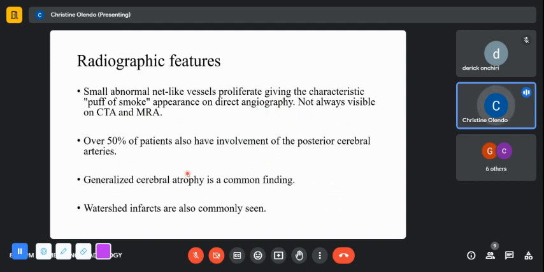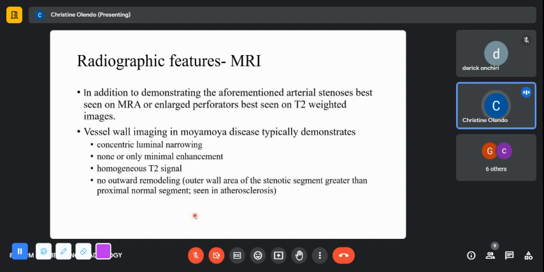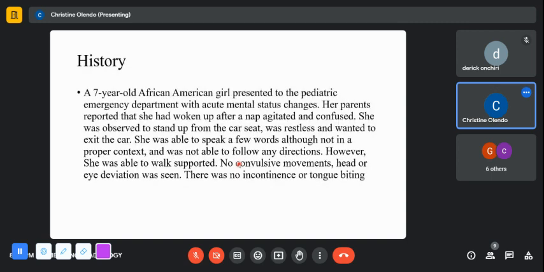And in 50% of the patients, it has involvement of the posterior cerebral arteries. There's also cerebral atrophy, which is common, and you'll also see watershed infarcts, which are common. On MRI, you'll see arterial stenosis, which is best seen on MRI, or enlarged perforators, best seen on T2 weighted. And then the vessel wall imaging will show concentric luminal narrowing, none or minimal enhancement, homogeneous T2 signal and no outward remodeling of the vessel.